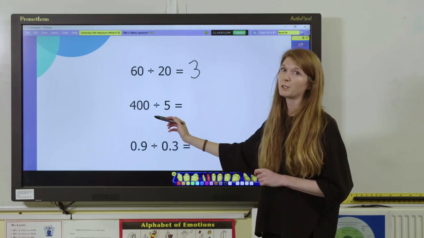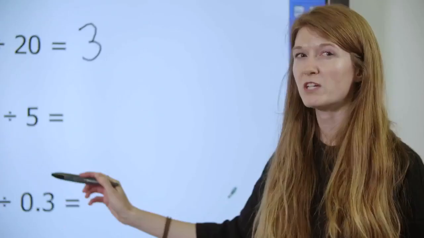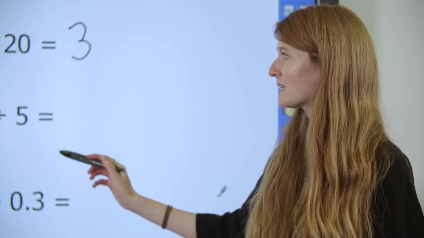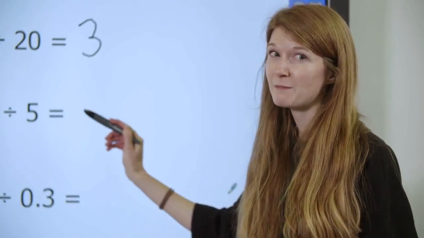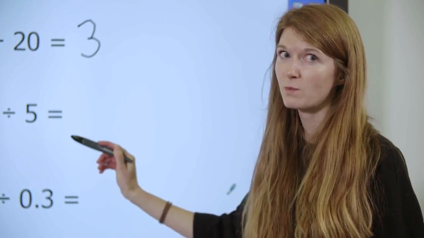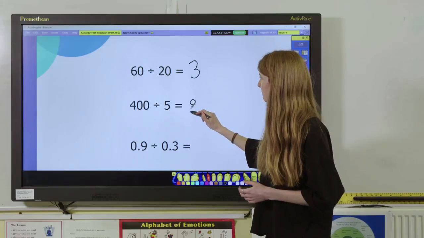In this example, pupils can use 40 divided by 5 to help them. They know that's 8, but the first number is 10 times bigger. So they're going to need to make their answer 10 times bigger as well. It's going to be 80.